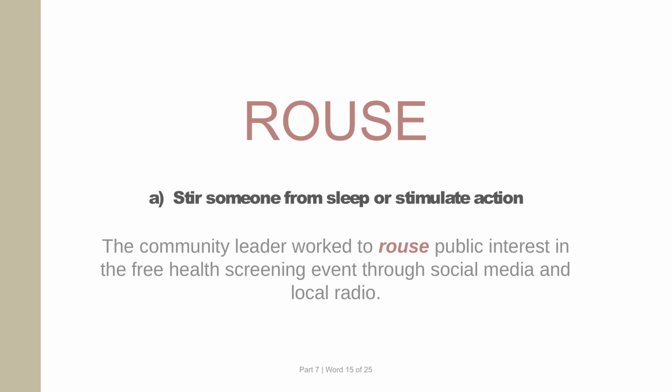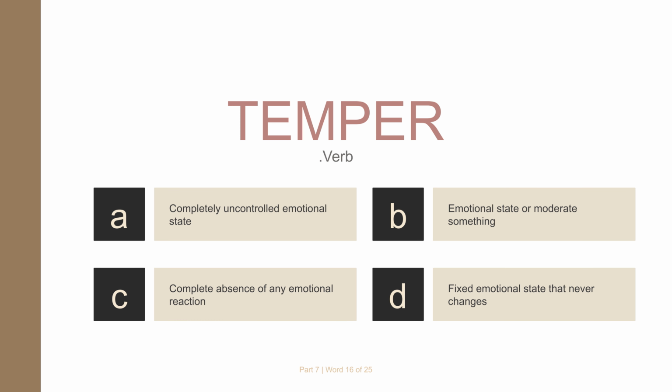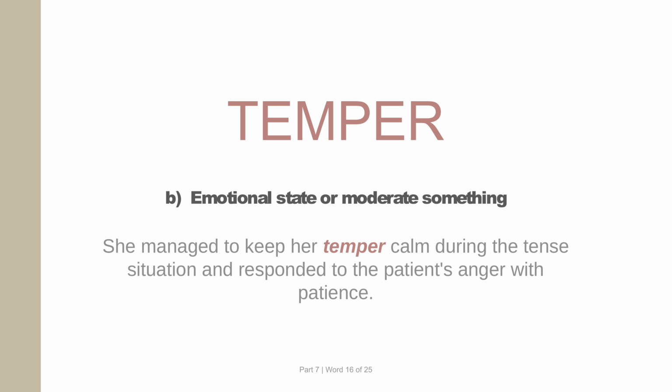Example: the community leader worked to rouse public interest in the free health screening event through social media and local radio. Question 16. What is the meaning of temper? Option A: completely uncontrolled emotional state. Option B: emotional state or moderate something. Option C: complete absence of any emotional reaction. Option D: fixed emotional state that never changes. Correct answer: Option B. The correct meaning of temper is emotional state or moderate something.